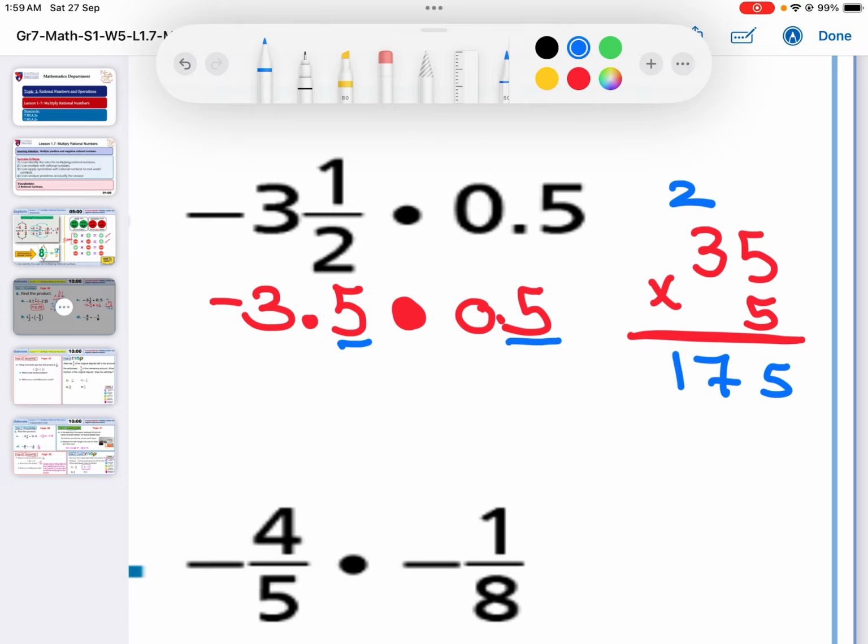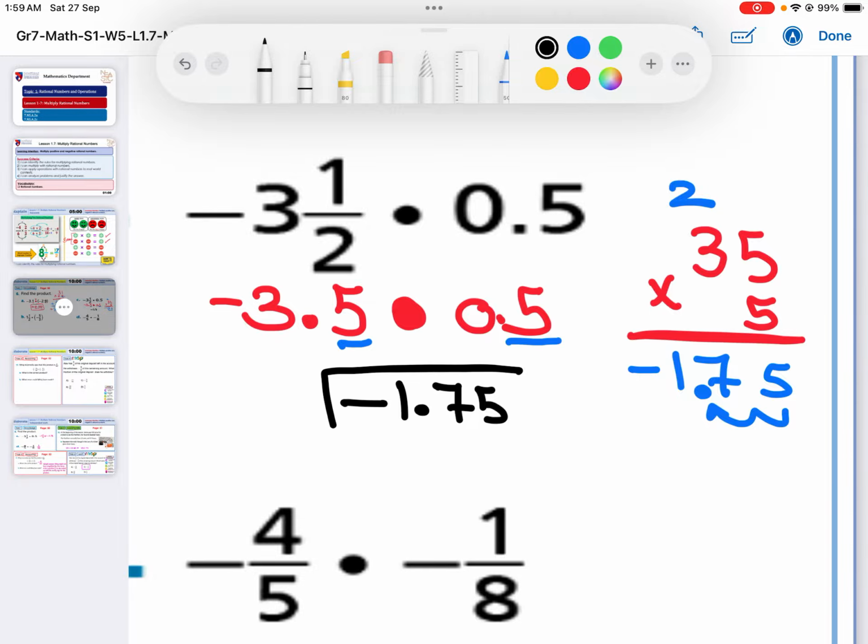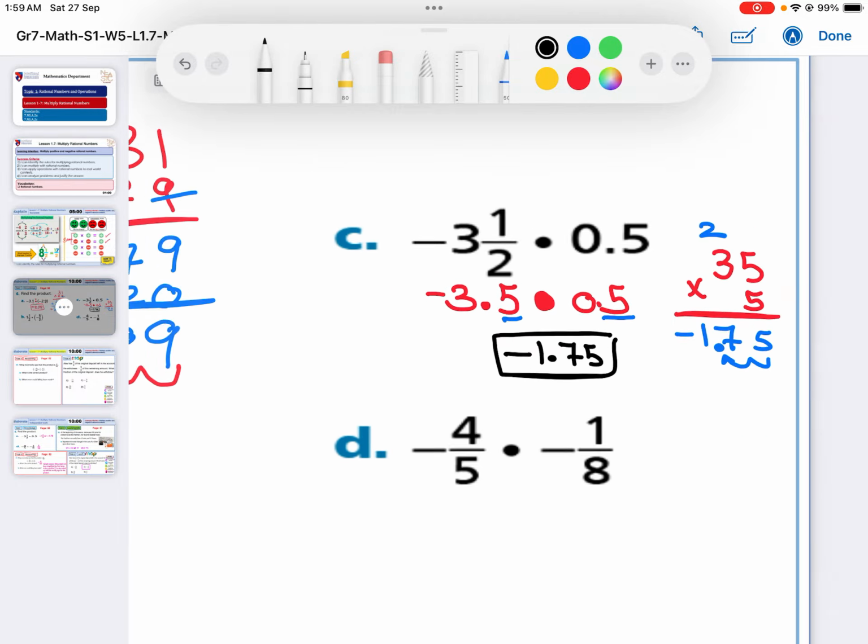Okay, so we got 2, so my point will be located here. 1, 2, that's it. Finally, I'm going to put the sign. My sign will be negative because positive times negative equals a negative number. So my final answer is negative 1 and 75 hundredths. Okay, that's it.